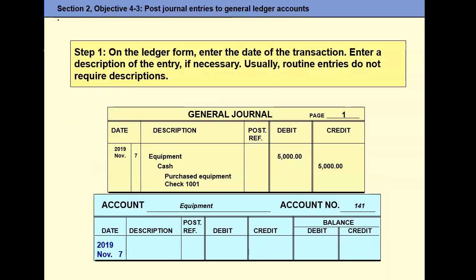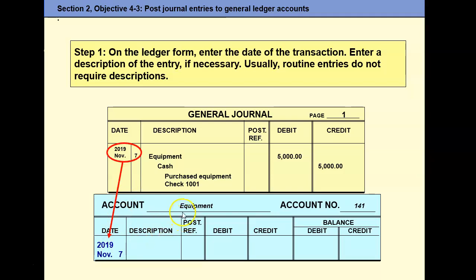Okay. So the first step of the process is to record the date of the transaction into the date column of the ledger account. So our first transaction took place on the 7th of November. So we're going to record the date here in the date column of the ledger.